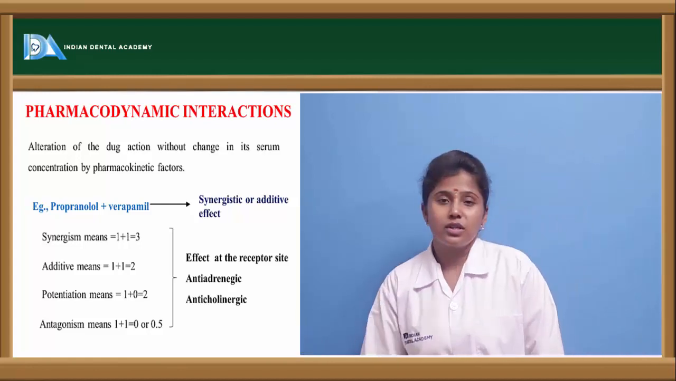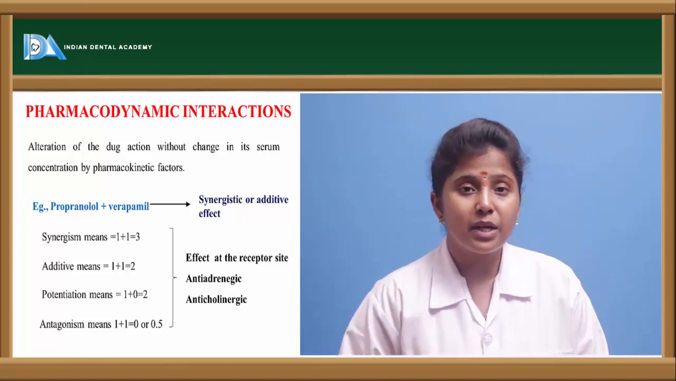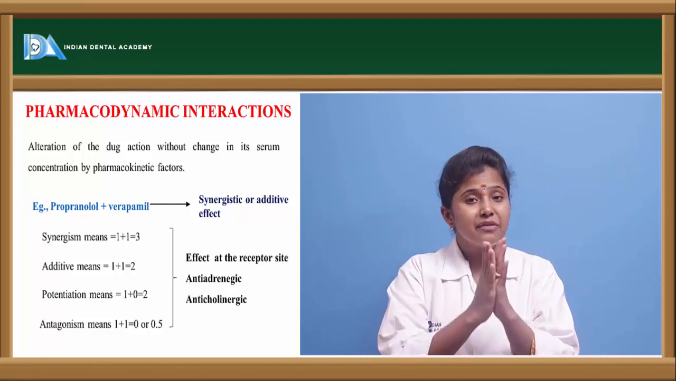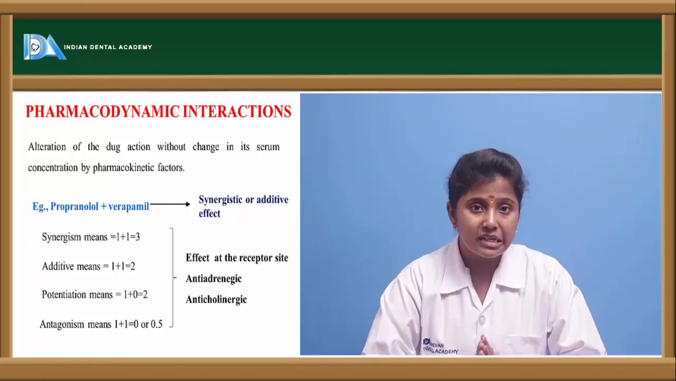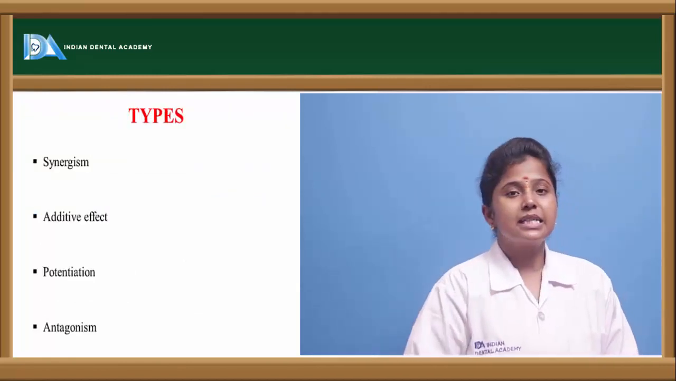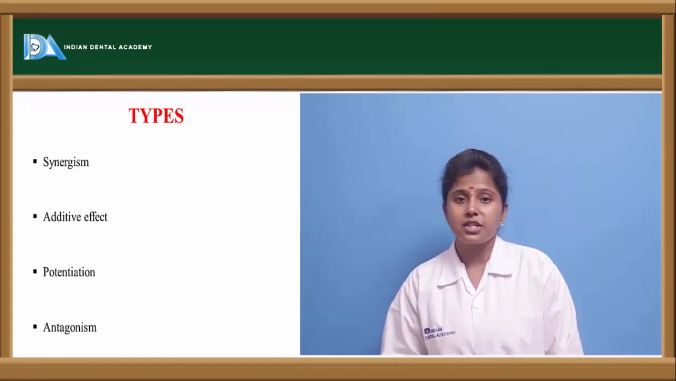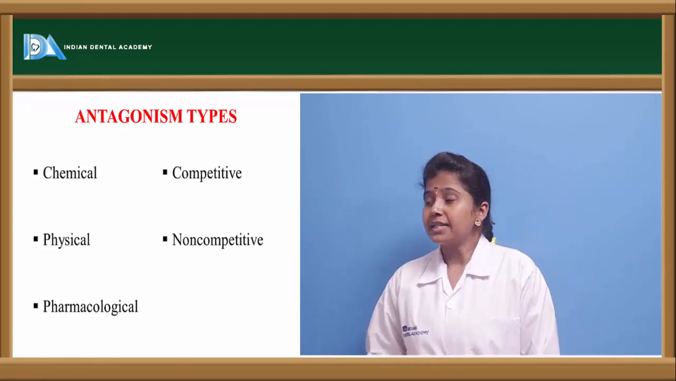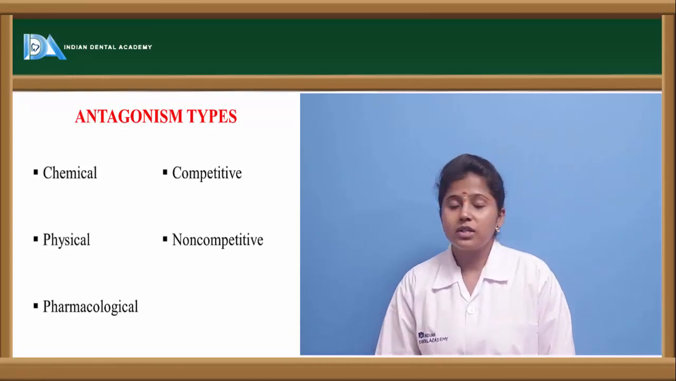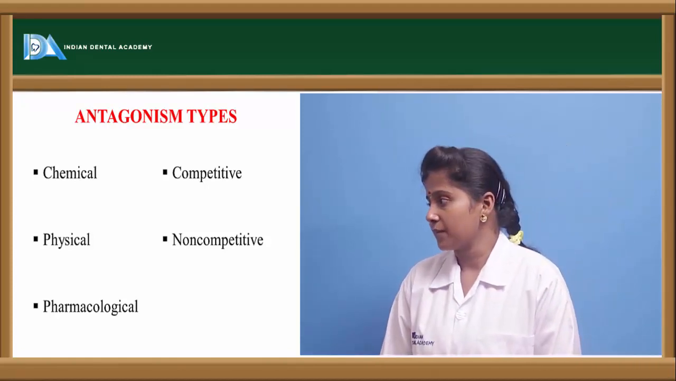The other one is antagonism. 1 plus 1 is equal to 0 or 0.5. In the sense, if we combine two drugs, one drug will antagonize or nullify the effect of the other drug, thereby the net result is 0. The types of these pharmacodynamic interactions are synergism, additive effect, potentiation and antagonism. And antagonism is further classified as chemical antagonism, competitive antagonism, non-competitive antagonism, physical antagonism and pharmacological antagonism.